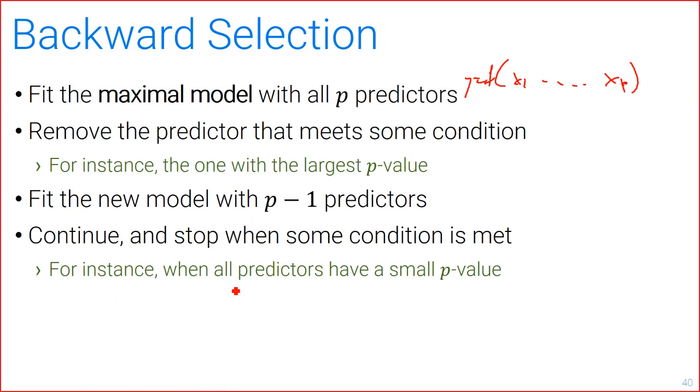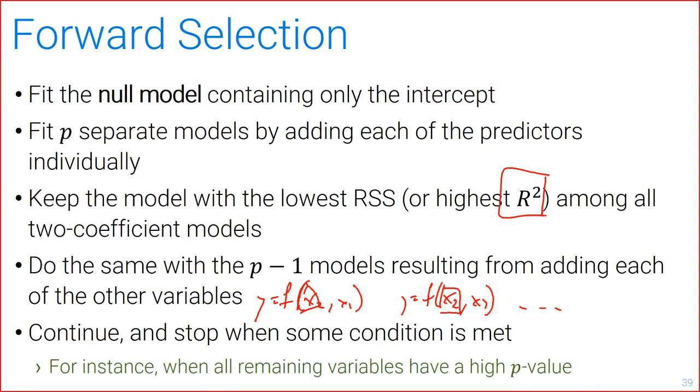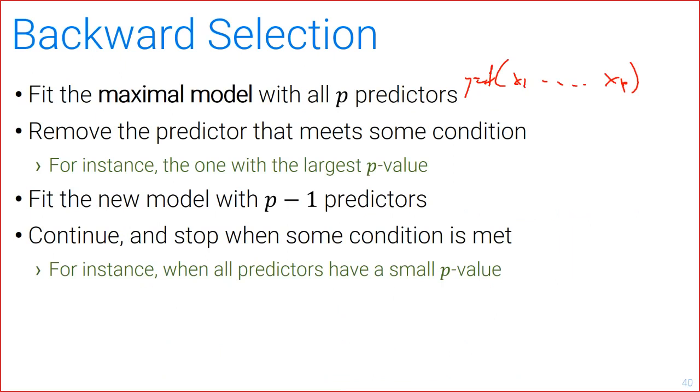So for example, all the remaining predictors have a small p-value, and there's no reason to remove them from the model because they seem to have an effect on the response. So this is called backward selection. So again, forward selection, we start with the intercept and go forward. Backward selection, we start with all features and go backward by removing features.